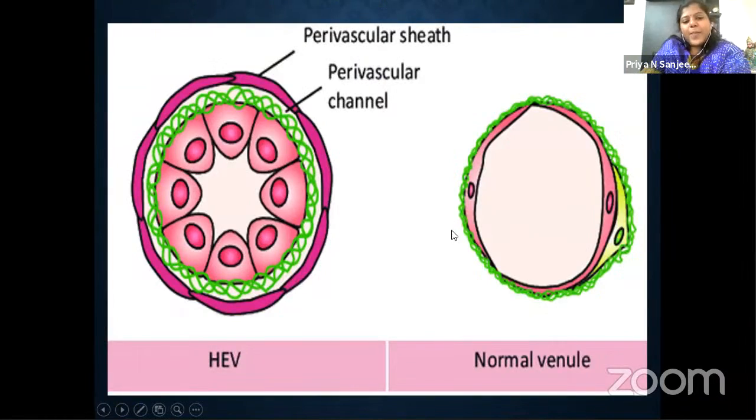This is a schematic representation to show the difference between the normal venule and the high endothelial venule. Within the normal venule, you can see the flat endothelial cells. In the HEV, the endothelial cells are highly columnar, and there is a thickened basement membrane, and there will be a coat of pericytes.